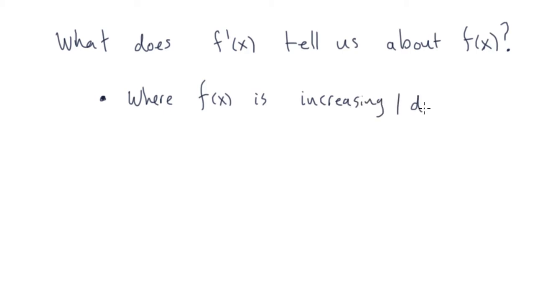Well, when the derivative function is positive, what that means is that all of those x values correspond to points on the function that have positive slope. In other words, the function is increasing, the derivative is positive. And then also where the derivative is negative, that tells us that the function is decreasing.